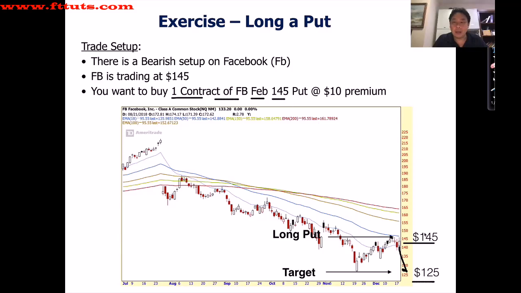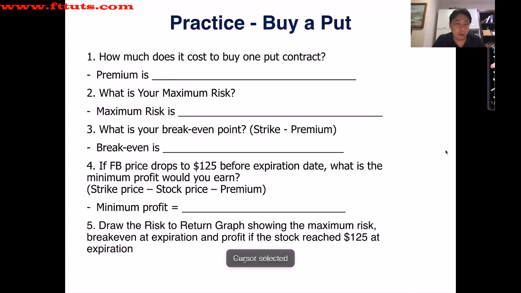So since it is currently at 145, we buy the 145 put, we're buying at the money, and our premium is $10. From the option chain, you can check the premium. So I've checked it, and there it is. So with this scenario, I'd like you to pause the video, and I would like you right now to write down the answers to these 5 questions.